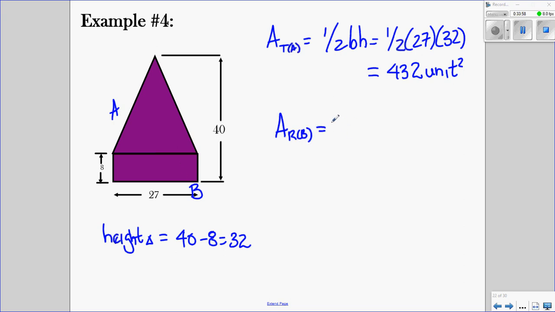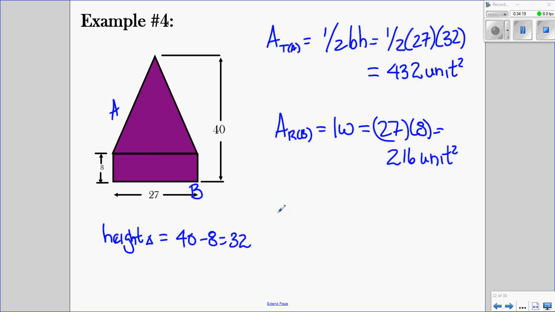And again, it can be length times width or base times height, whichever. In this case, let me just put length times width. The length is 27 times 8. So that gives me 216 units square, or square units.